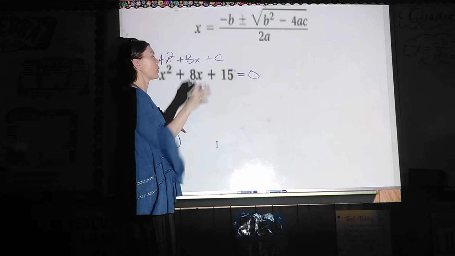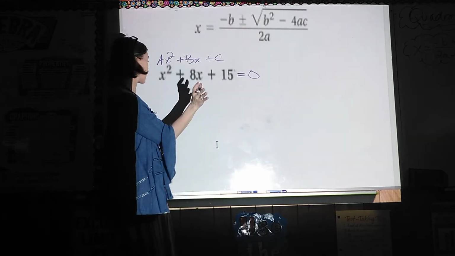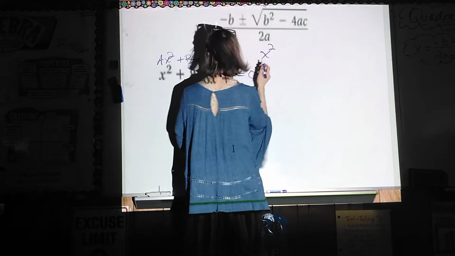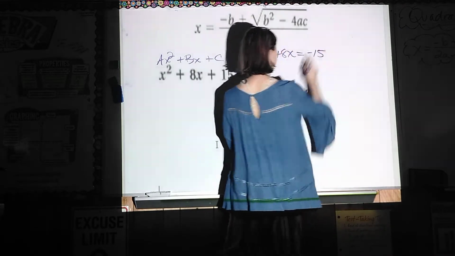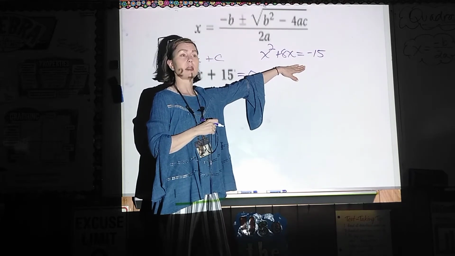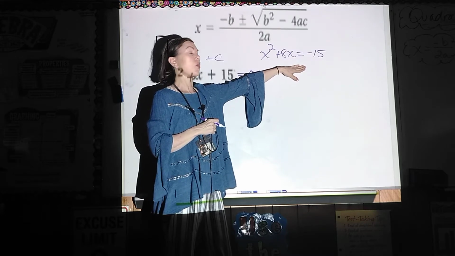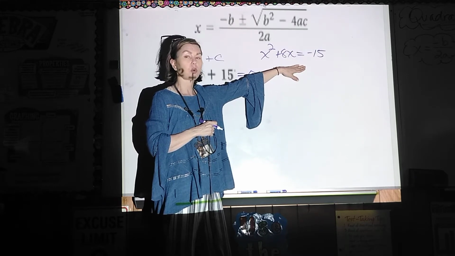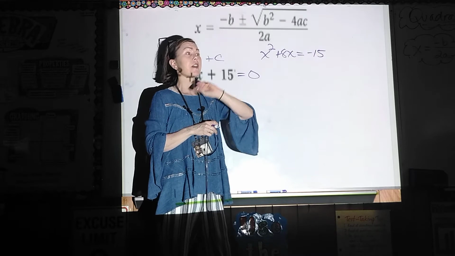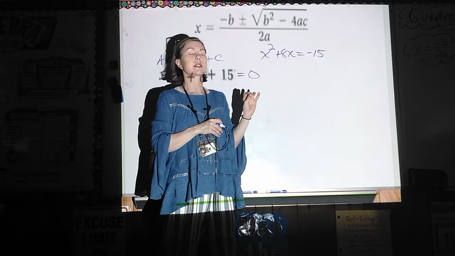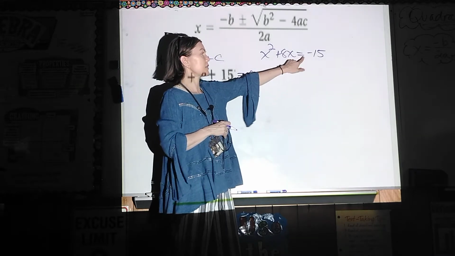Okay, real quickly, just a sidebar. If this originally said x squared plus 8x equals negative 15, very important, you guys, when you're solving quadratics, they have to be set equal to 0. I hope you guys are getting that we're not talking about factoring anymore. We can factor to solve, but we're just doing the quadratic formula today. But regardless, to solve, we have to set it equal to 0.